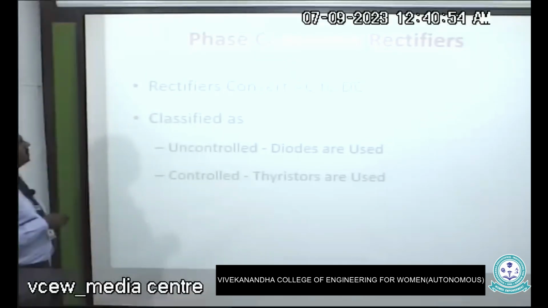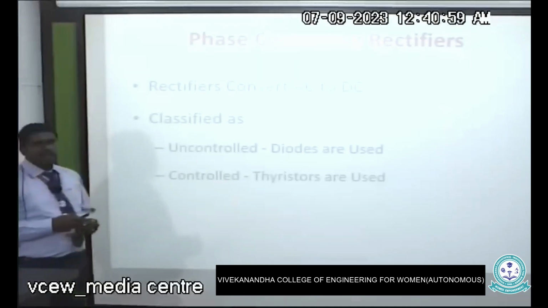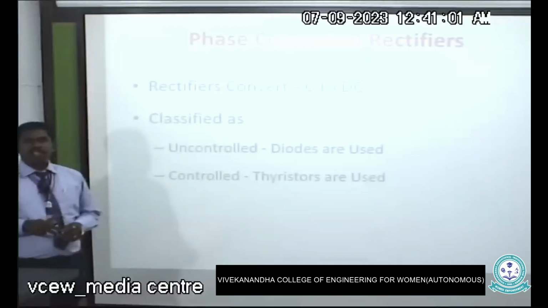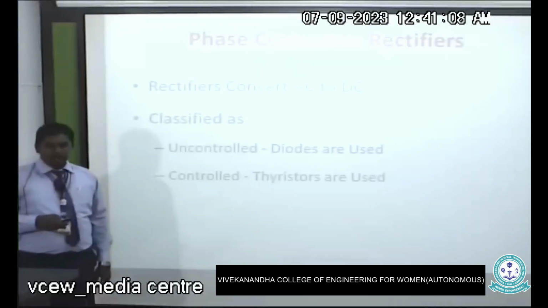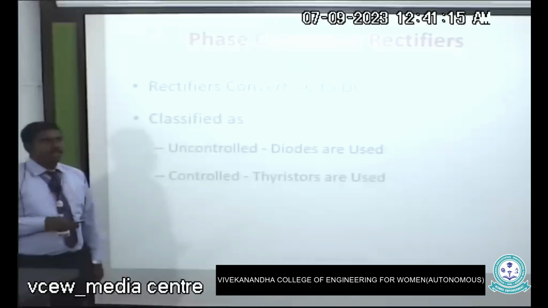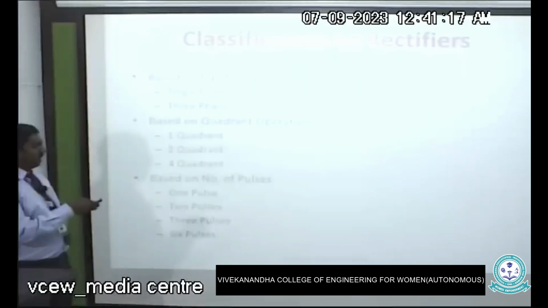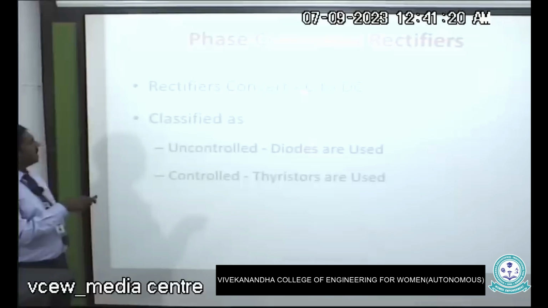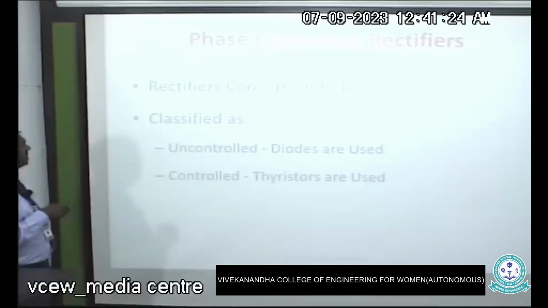The first converter is the phase controlled rectifier. A rectifier converts an AC supply to a DC supply. That means the input supply you give to the circuit is an AC supply, and you receive a DC supply as the output. That is the representation of a rectifier. AC means alternating current and DC means direct current.